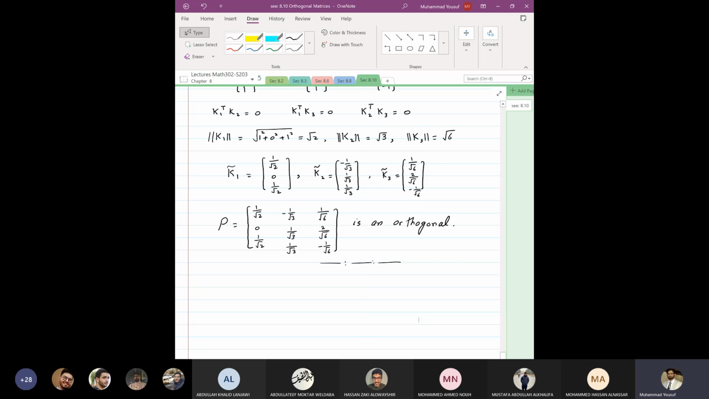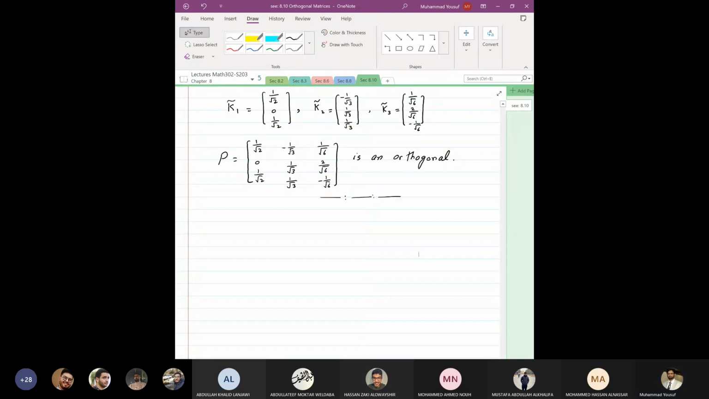Similarly, you can check that the first column and third column are orthogonal. You can also check that the second column and third column are orthogonal. So all these three columns are orthogonal to each other, and the norm of each column is equal to 1. So these columns are orthonormal, and the matrix is orthogonal.